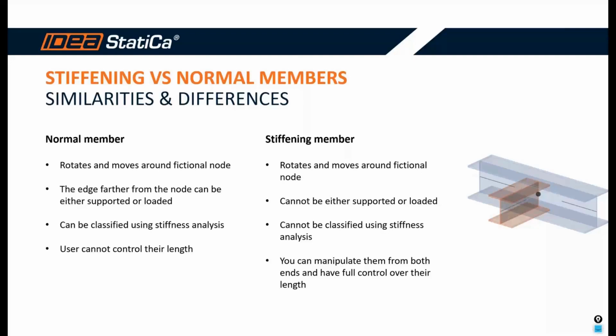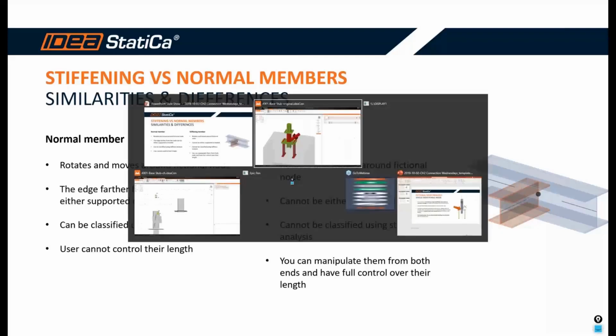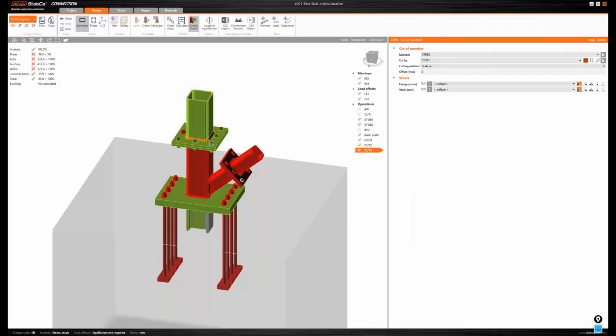As a result, for normal members, the user cannot control the length, but for stiffening members, you have full control over their length. And this is the property we will go and use in our connection here. We can see failures, okay, but the objective of this webinar is not to fix the failures, but to make this joint solvable. And I will go on and modify the joint from this working state.